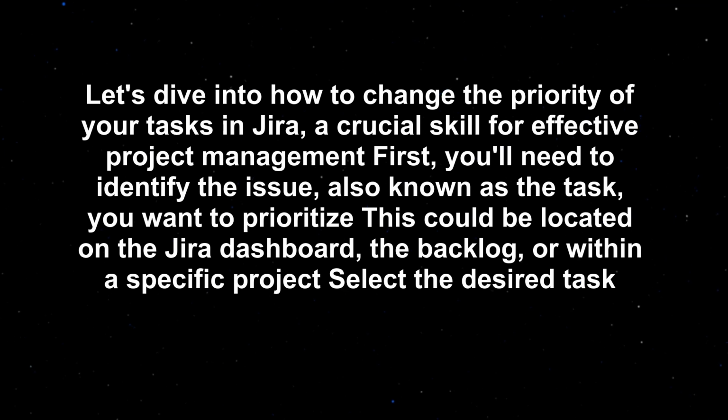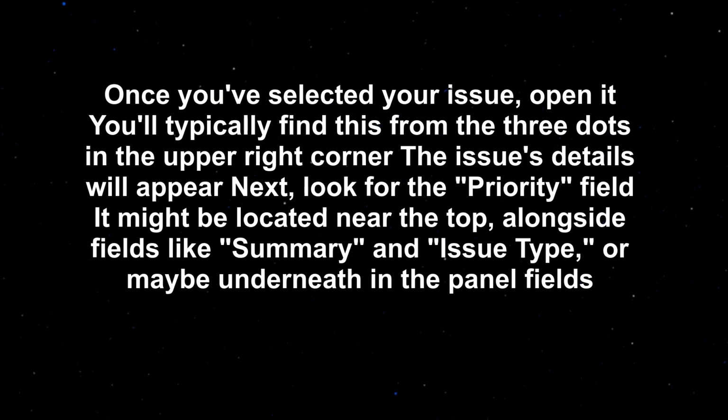Let's dive into how to change the priority of your tasks in Jira, a crucial skill for effective project management. First, you'll need to identify the issue, also known as the task, you want to prioritize. This could be located on the Jira dashboard, the backlog, or within a specific project. Select the desired task. Once you've selected your issue, open it.